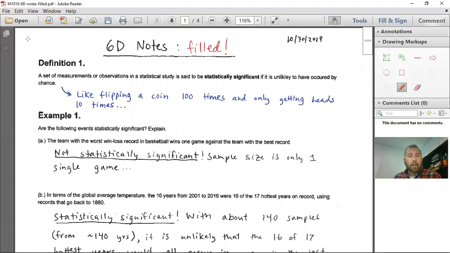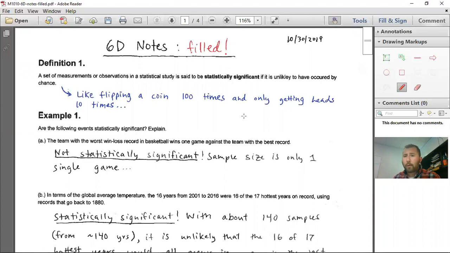This packet has, I believe, 5 examples, a series of definitions and examples. I'll try to work through this at a similar pace to what we were just doing in 6C. So first of all, the guiding definition, a phrase that we're going to come back to a lot, is statistical significance. A set of measurements or observations in a statistical study is said to be statistically significant if it is unlikely to have occurred by chance.